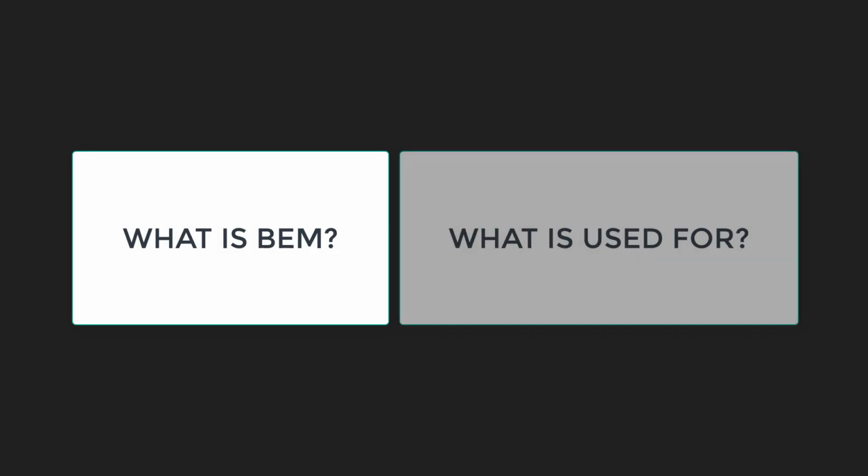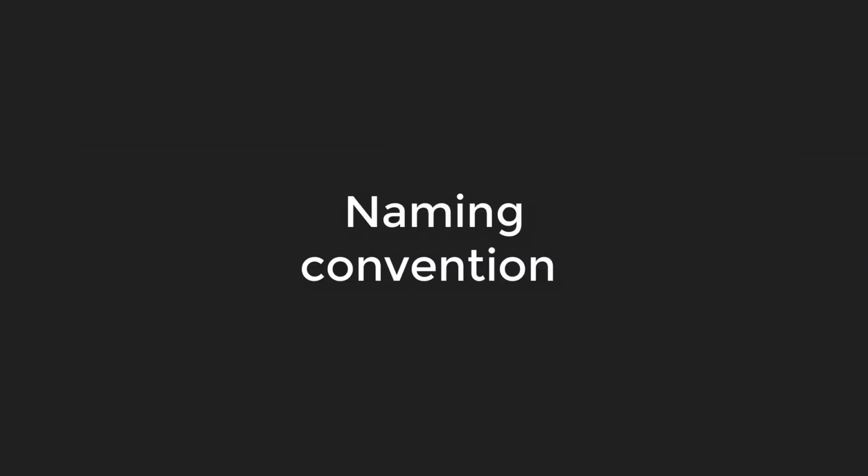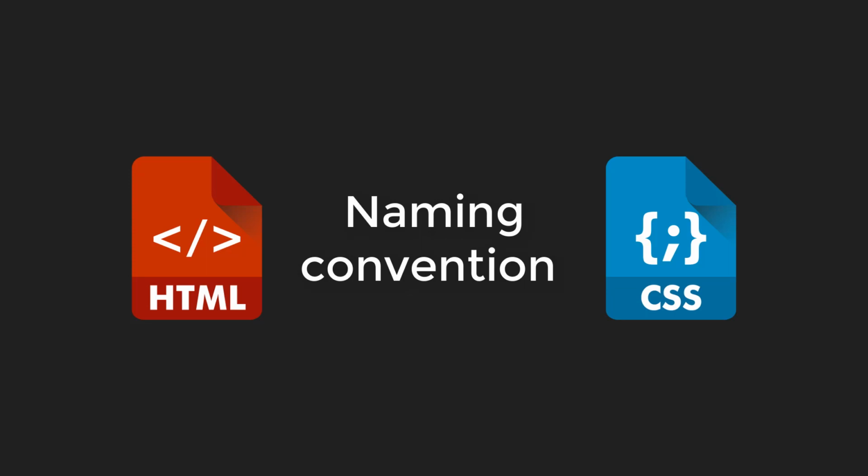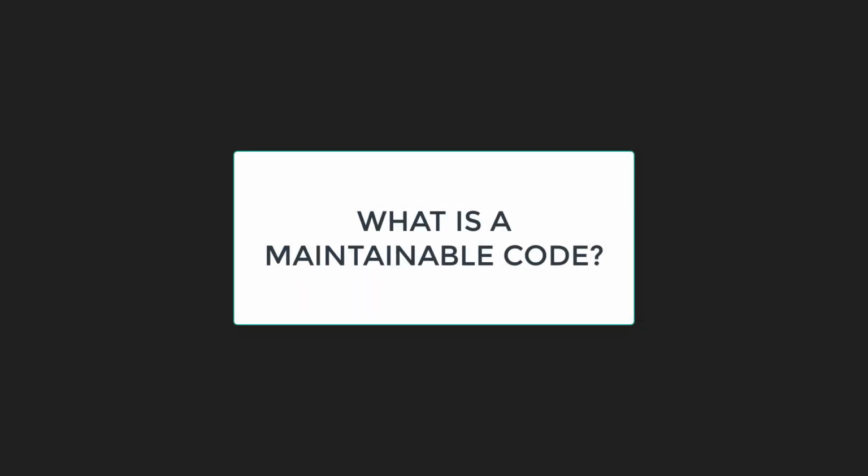What is BEM and what is it used for? BEM is a naming convention for classes in HTML and CSS to keep your code organized and maintainable. But what is maintainable code? Maintainable code means that you need less time to make a change without affecting other things.